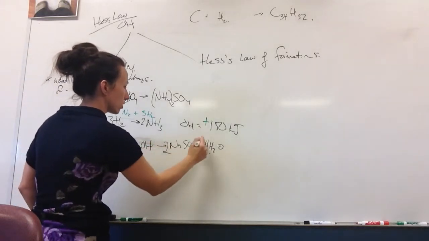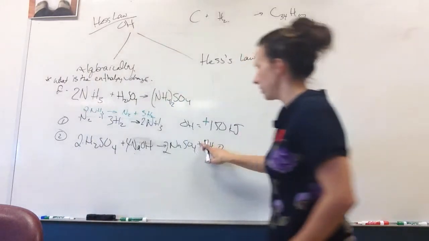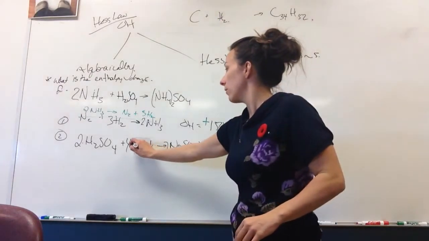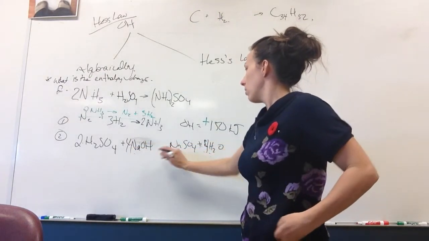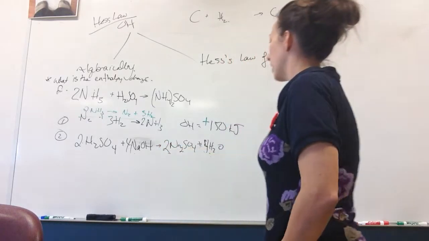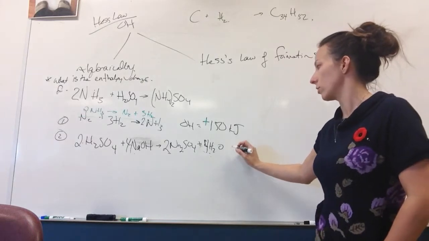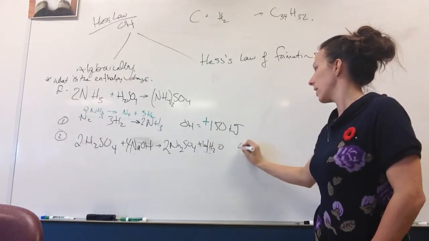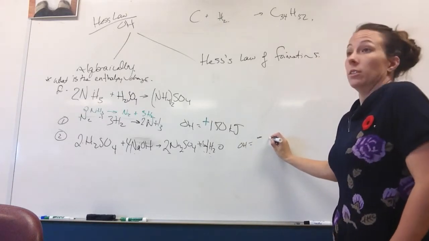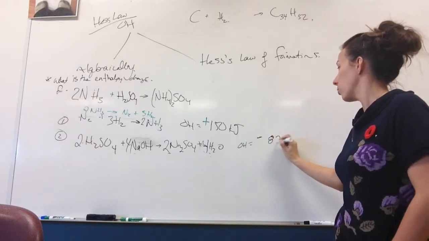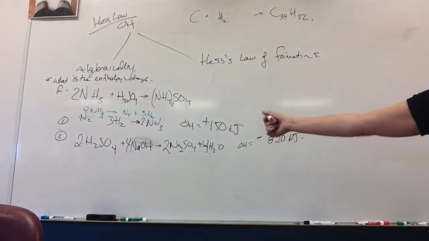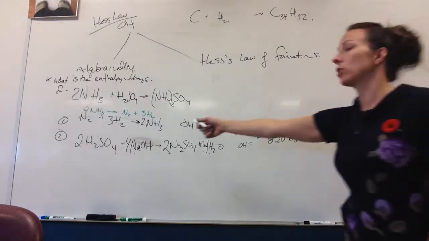Okay, so this is the next reaction that you come across: 2 H2SO4 and 4 NaOH give you 2... forgot about that little 2 there. That's okay. 2 Na2SO4 and 4 H2O. And the delta H for this is negative 820. Remember, all neutralizations are negative. Most formations are negative.